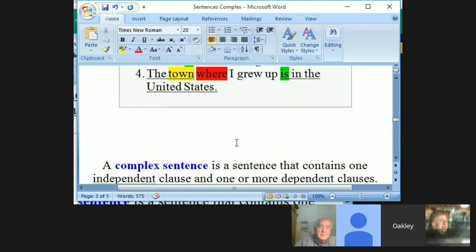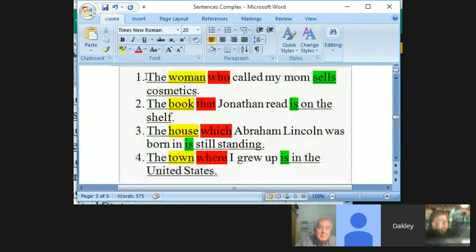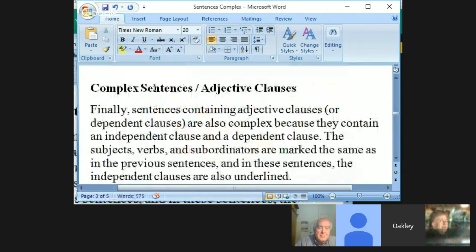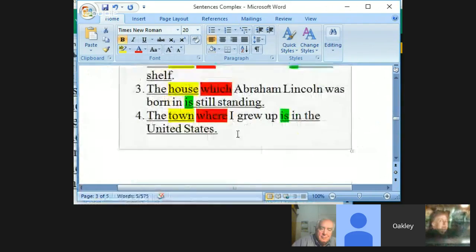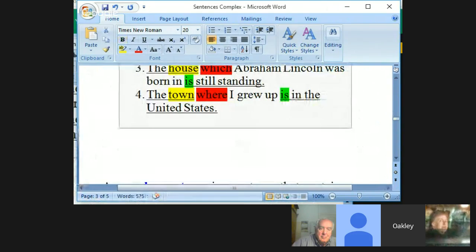All right, let's give this a try. Using this model, again, we're going to try to form a complex sentence with an adjective clause using these examples. Vincenzo, give it a try.